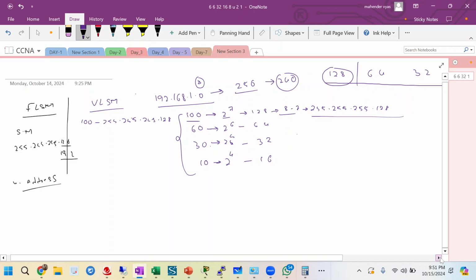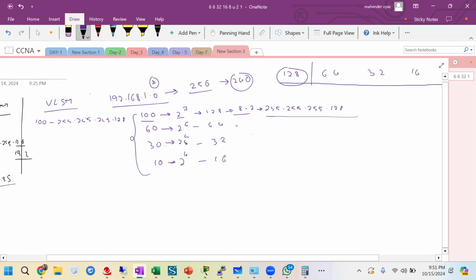Okay, now let's figure out the second. For the second I want 64 users only, so I will take two host bits, right? 8 minus 6, two host bits. So 128 plus 64, 255.255.255.192. So for 60 users I will get the subnet mask of 192. Now for 32 users my subnet mask will again change.